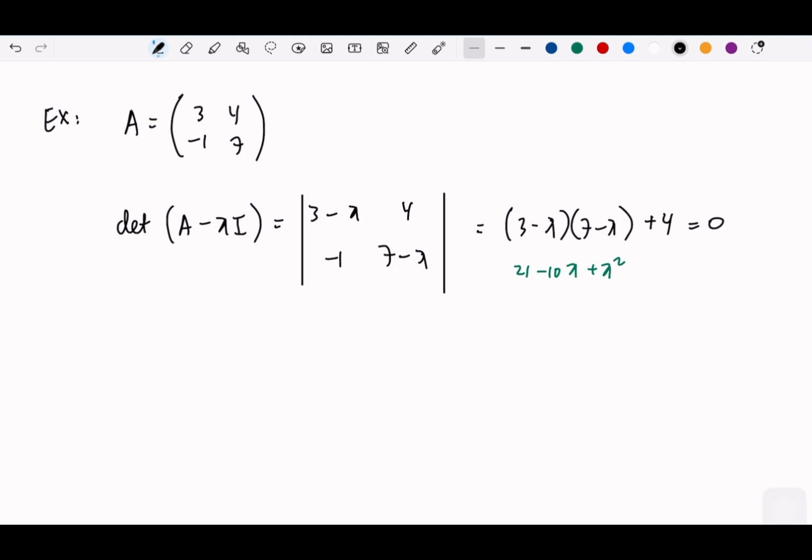Okay. So lambda squared minus 10 lambda. I think I will continue this Friday, okay?